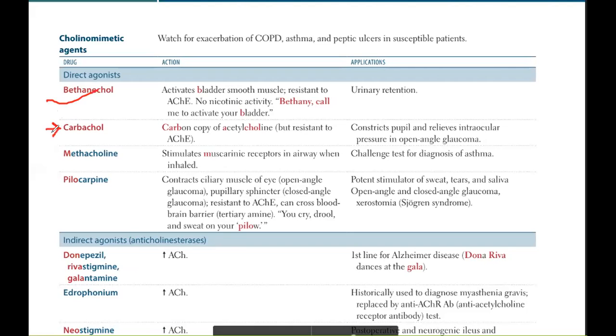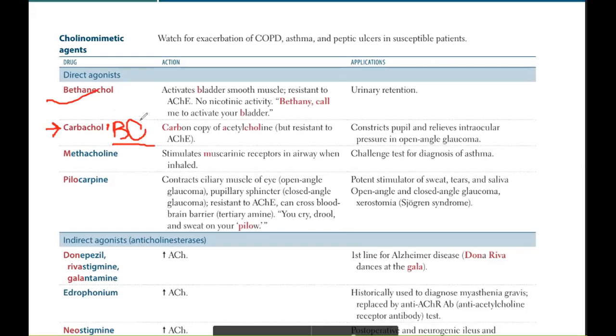Now carbachol, you can remember this drug with B and C. The mnemonic is B and C. For B, it is bowel, GI, and for C, it is the cardiovascular system.